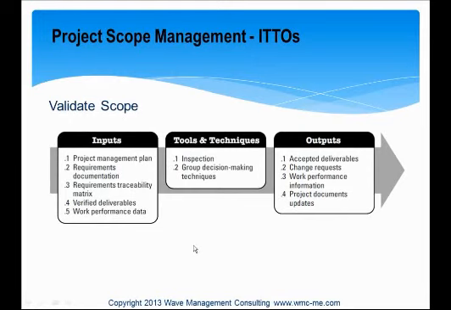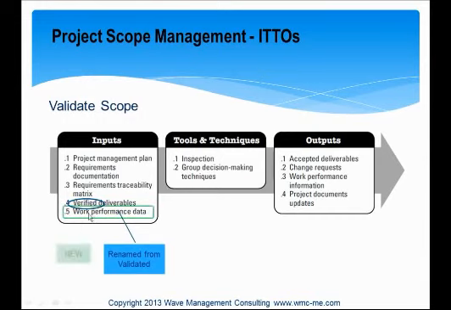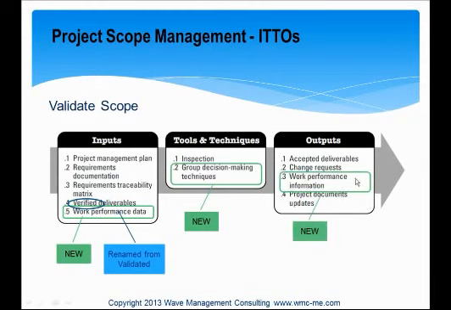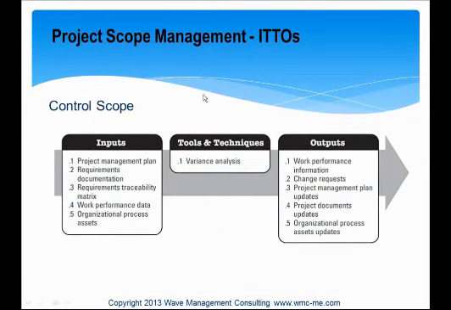Validate scope. They renamed validated to verified deliverables. And we have a new input of work performance data. We have a new tool and technique, group decision making techniques, and a new output, work performance information. Control scope.